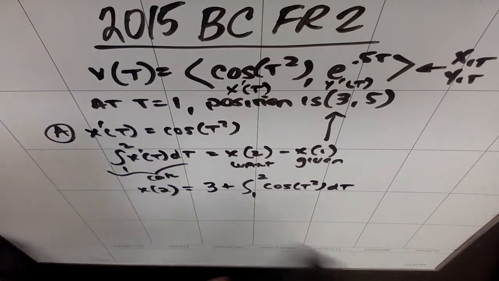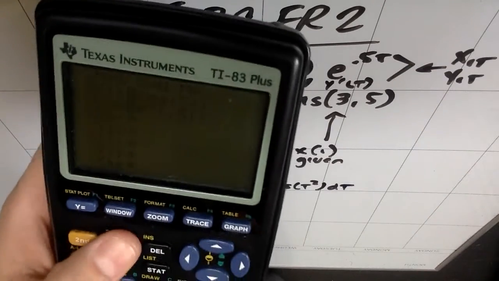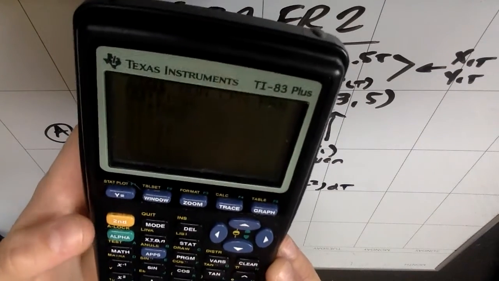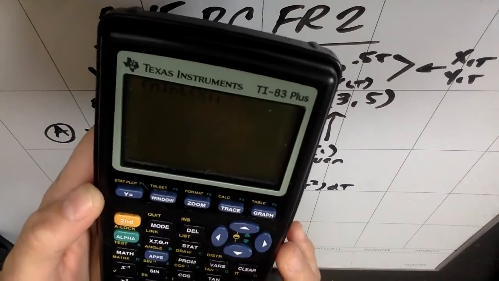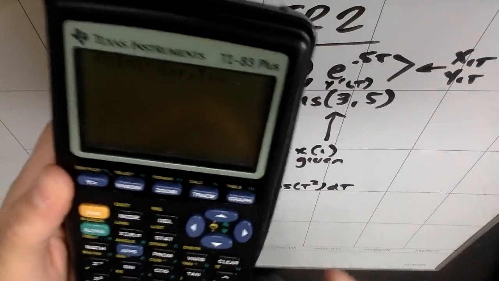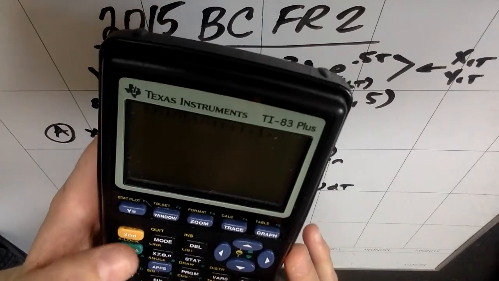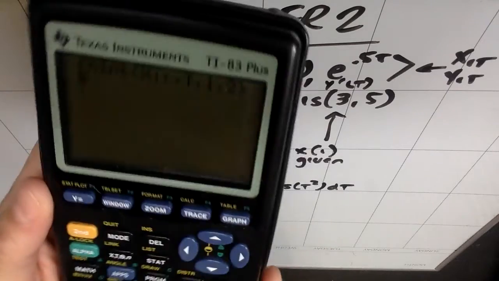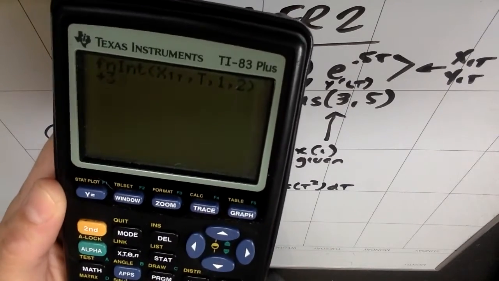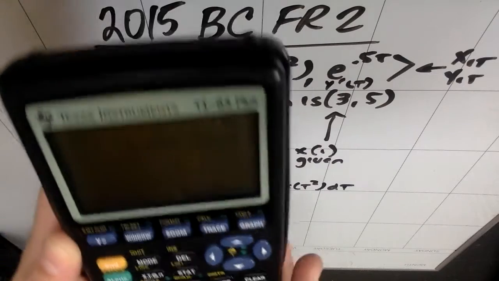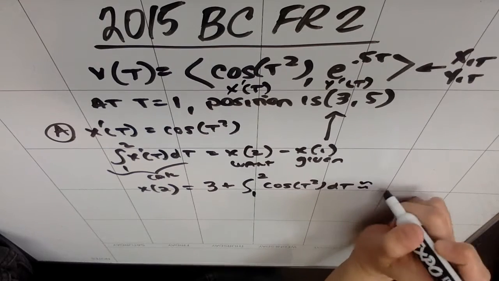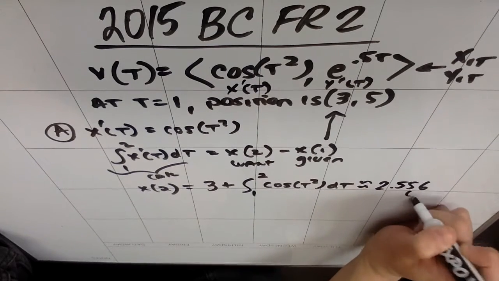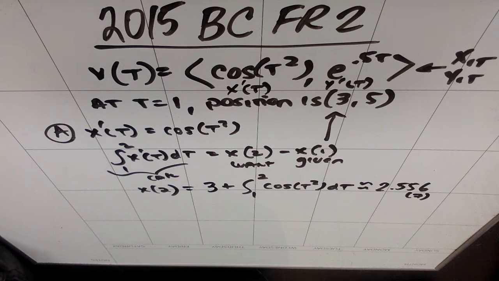So I'm going to quit out of this. Second mode, I'm going to do math 9. I'm going to go to vars, go over to yvars and pick parametric and pick x1 with respect to t from 1 to 2. And then I'm going to add to that a 3 after everything's done. And I get 2.556, or 2.557. So this value is approximately 2.556 or 7, and there were no units in this problem, so I don't invent them.